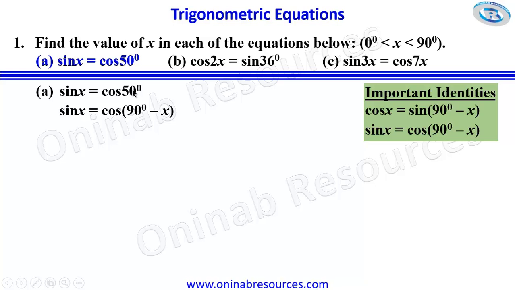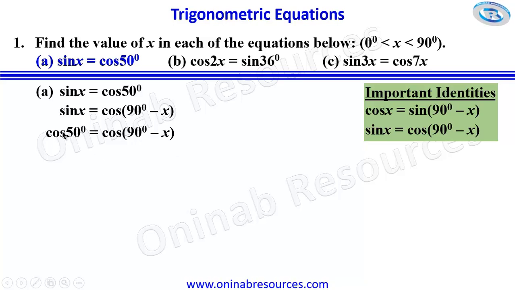For the original equation, you have sine x is equal to cos 50 degrees. Then the identity we are using, sine x is equal to cos 90 degrees minus x, which means cos 50 degrees is equal to cos 90 degrees minus x. That's what it implies here. Since sine x is equal to this, sine x is equal to this, which means this is equal to this. That's what we just did.